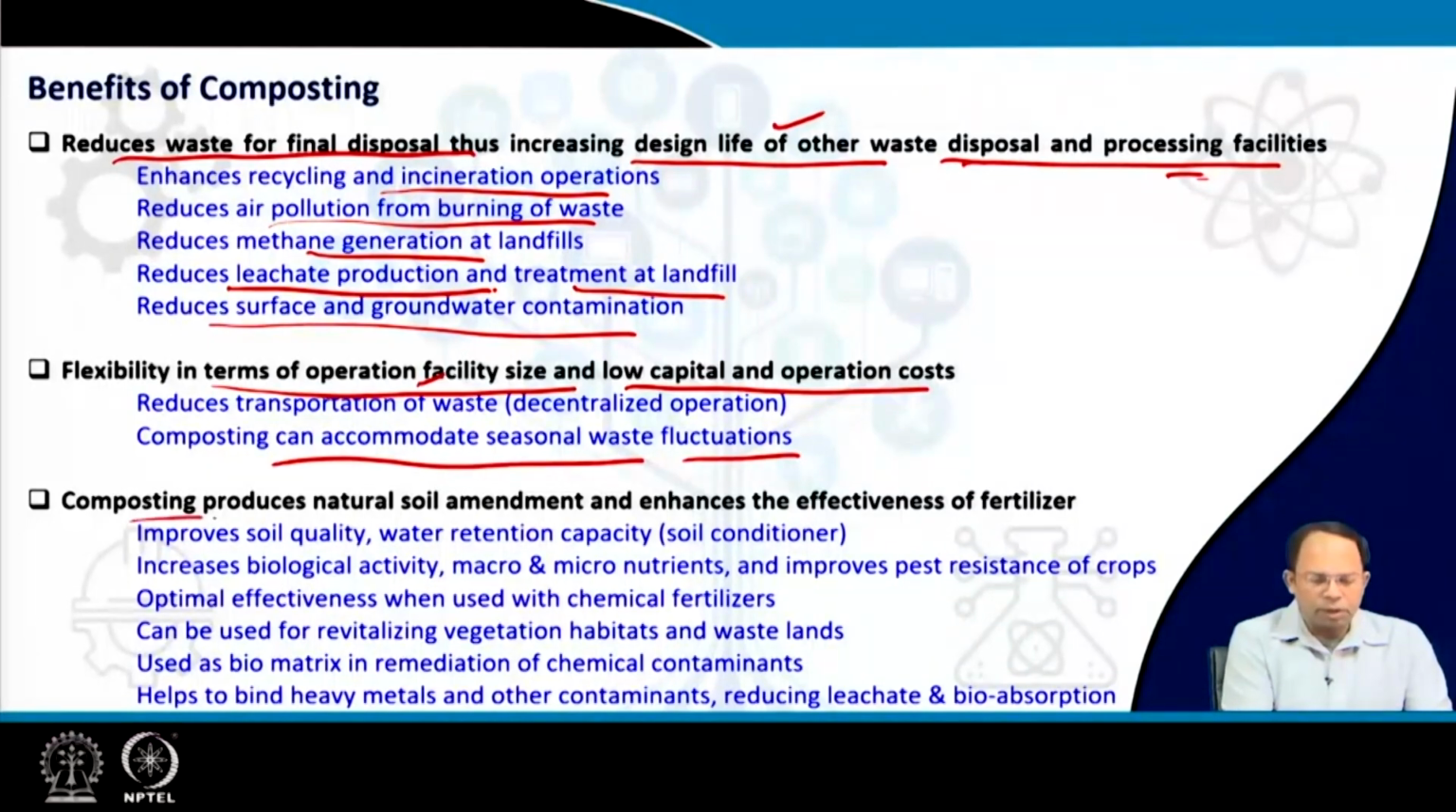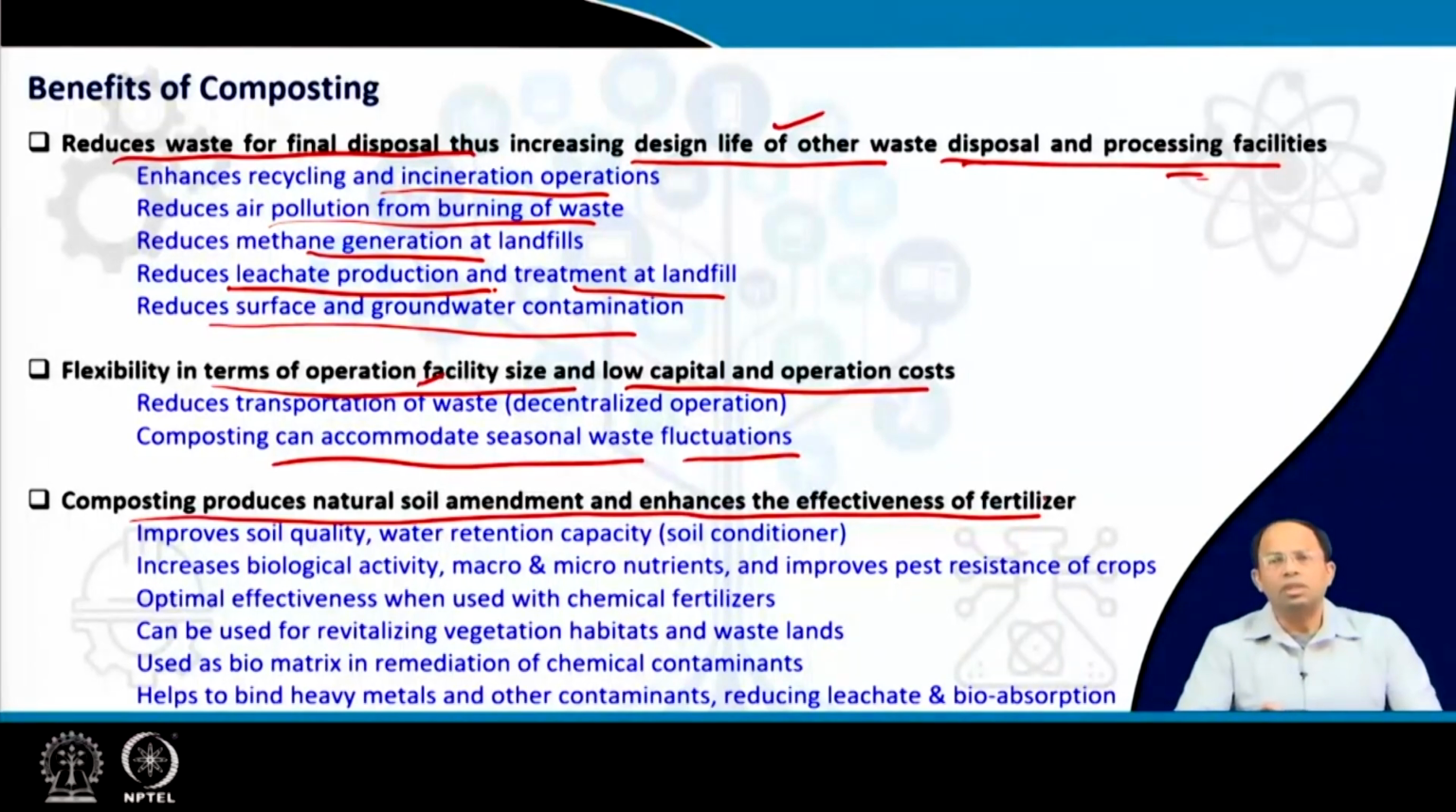Then finally, composting produces natural soil amendments and enhances the effectiveness of fertilizer. Sometimes the quality of compost from the waste generated in urban areas is not adequate for growth of plants. So sometimes we mix some other nutrients into the compost to make it more effective, or we use it along with fertilizer. That means with some amount of fertilizer we also add some amount of compost, so eventually it increases the effectiveness of fertilizers. Or we can use it as a natural soil amendment in areas like parks and gardens, so that it facilitates growth of grasses and other plants, and improves the soil conditions.